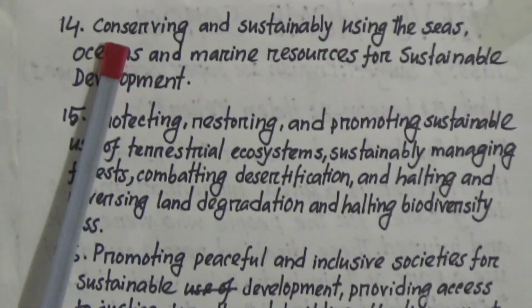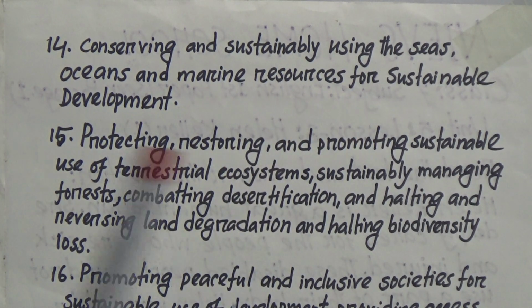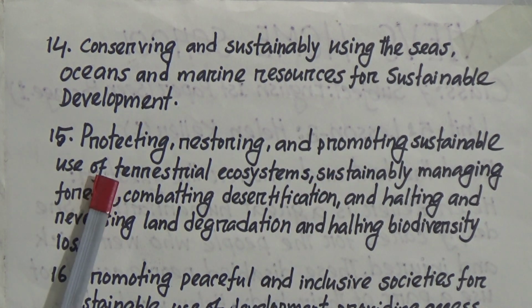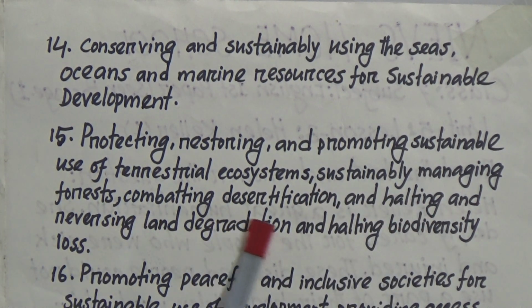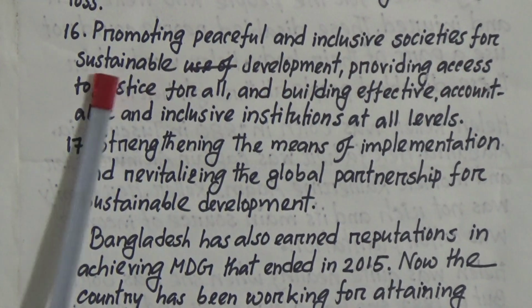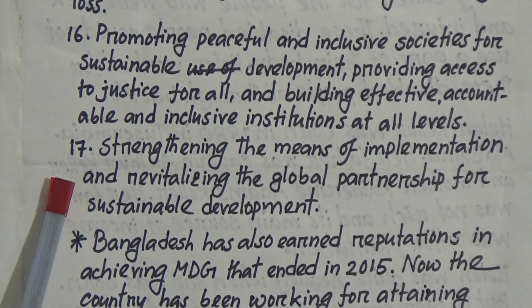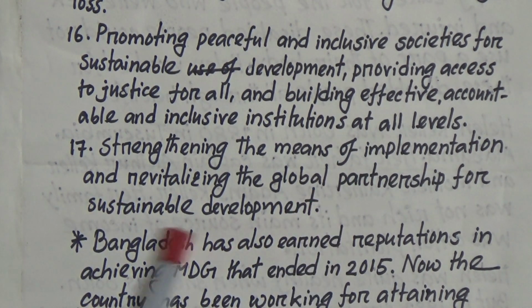Number 14, conserving and sustainably using the seas, oceans and marine resources for sustainable development. Number 15, protecting, restoring and promoting sustainable use of terrestrial ecosystems, sustainably managing forests, combating desertification and halting and reversing land degradation and halting biodiversity loss. Number 16, promoting peaceful and inclusive societies for sustainable development, providing access to justice for all and building effective, accountable and inclusive institutions at all levels. Number 17, strengthening the means of implementation and revitalizing the global partnerships for sustainable development.